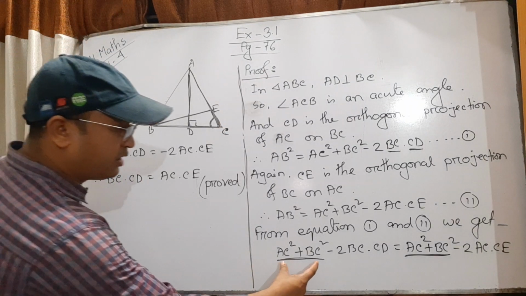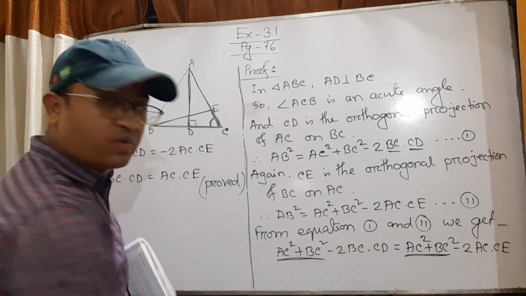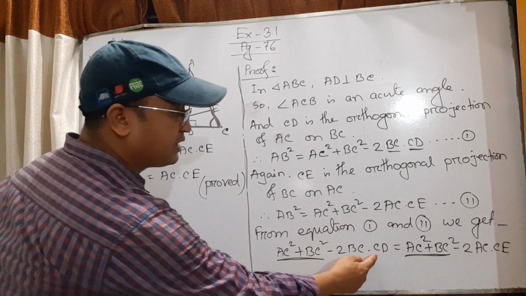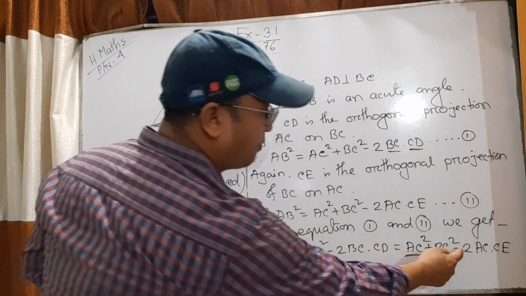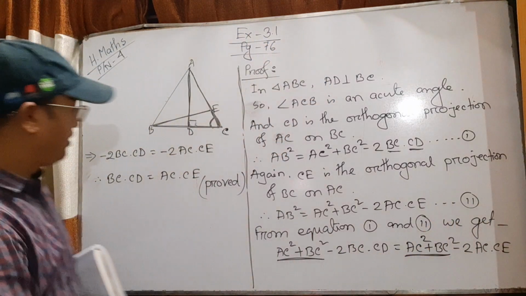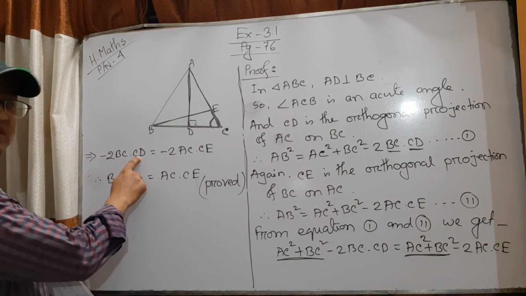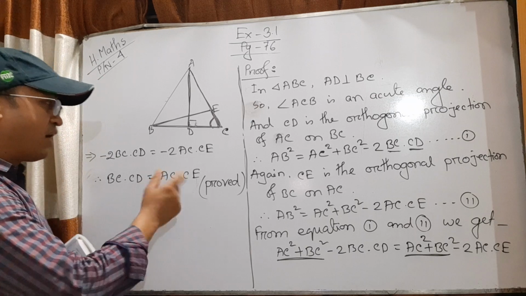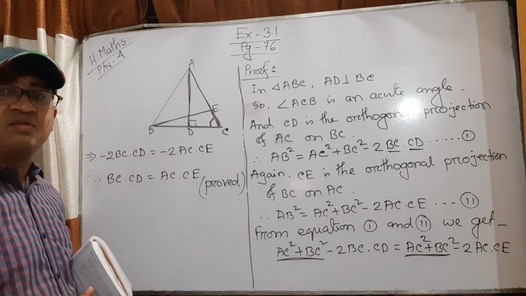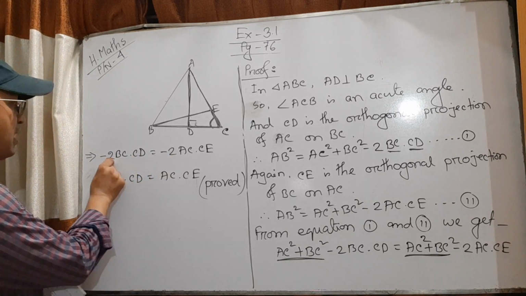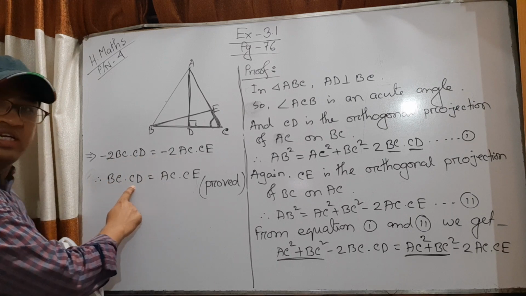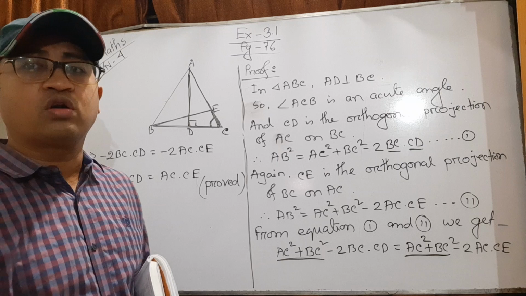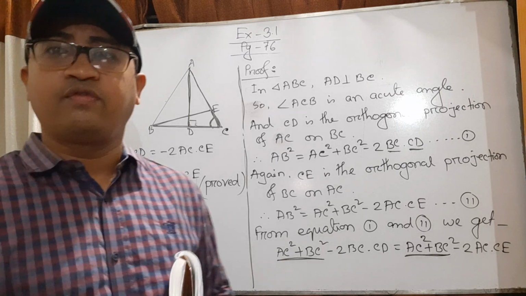Now if we omit AC square plus BC square from both sides, what will we get? We will get minus 2BC into CD equal to minus 2AC into CE. Now again from both sides we can omit minus 2. If we omit minus 2, it will be BC into CD equal to AC into CE. So this is our required proof. We have already proved this.